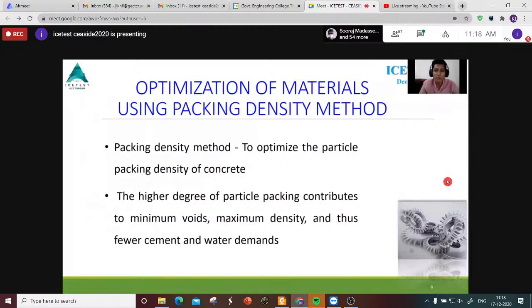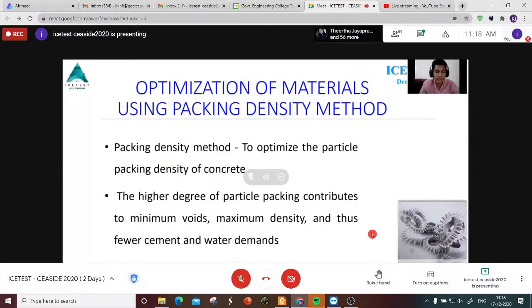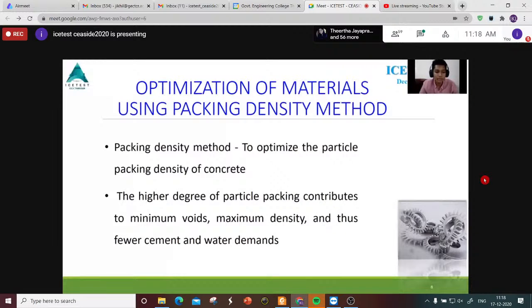Optimization of materials using packing density method. Packing density method is used to optimize particle packing density of concrete. The packing density method maximizes the concrete material packing density by selecting the perfect measure of different aggregates to fill the voids, allowing a denser and firmer structure. Higher degree of particle packing density leads to minimum voids, maximum density, and thereby resulting in less cement content, and also less water content.